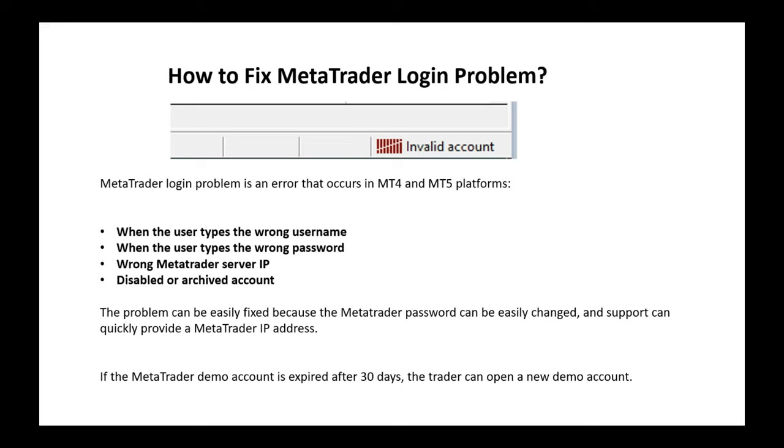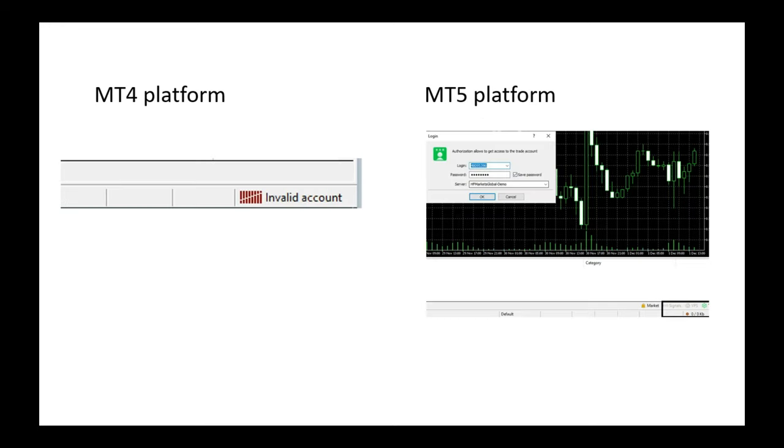The first thing that we need to understand is that there is a difference between the MetaTrader 4 platform and the MetaTrader 5 platform. When you have a problem with login in MetaTrader 4, you will see in the bottom right side: invalid account. And if you have the same problem in MetaTrader 5, maybe you will not see this message. You will see just in the bottom right corner that you have a 0 kilobit transfer for your MetaTrader platform. That means you're not logged in.